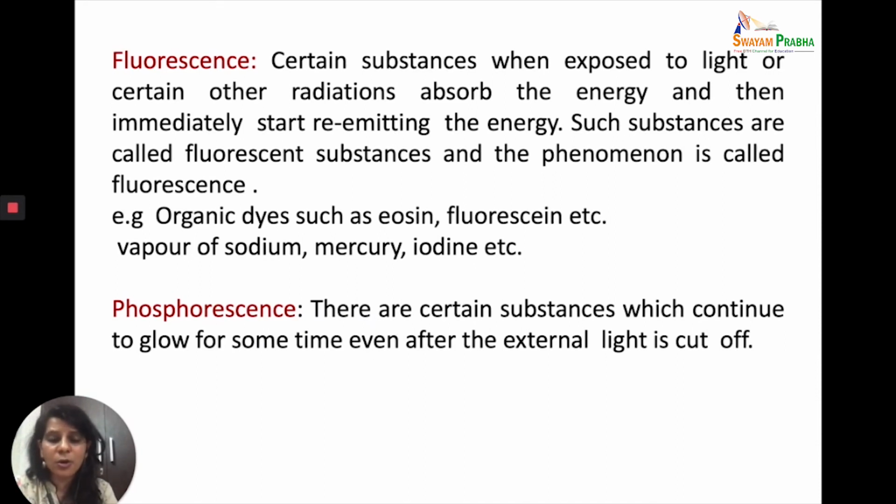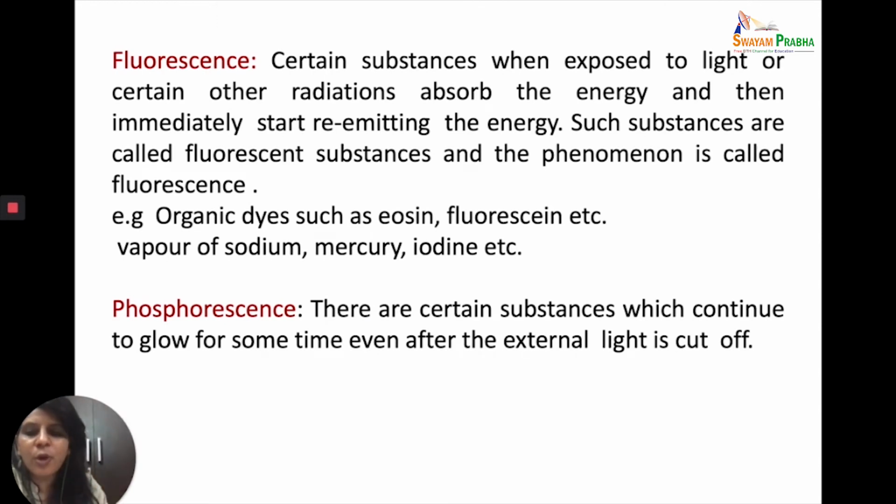Since these are allowed transitions that take place in a very short amount of time, such substances are called fluorescent substances, and the phenomenon is called fluorescence. For example, organic dyes such as eosin, fluorescein, etc., and vapors of sodium, mercury, iodine all exhibit fluorescence.